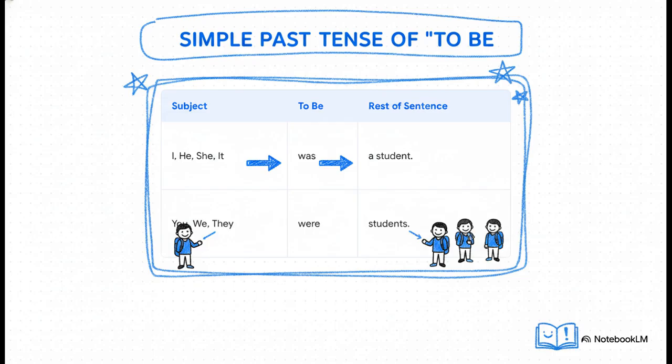If your subject is I, he, she, or it, you use was. For example, he was a student. But, and here's the flip side, if your subject is plural or the second person, like you, we, or they, you've got to use were, like we were students. It's a strict rule of matching, but once you practice it, it becomes second nature.